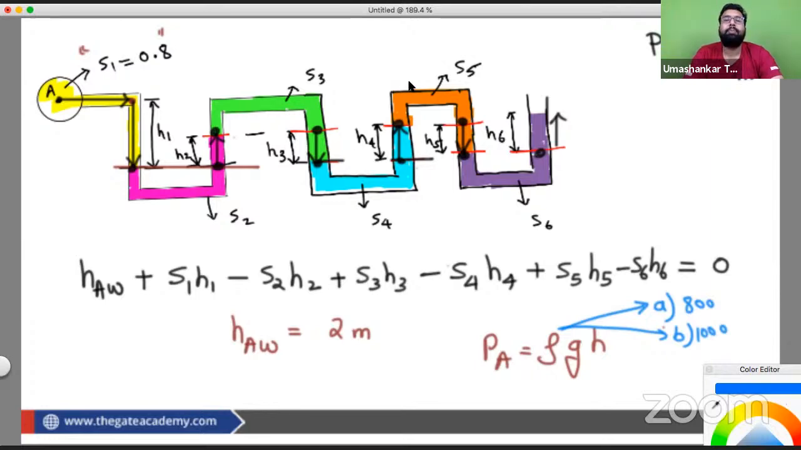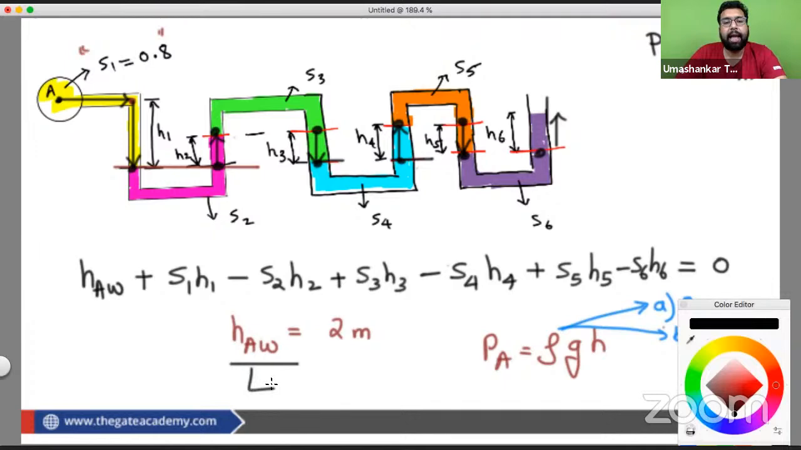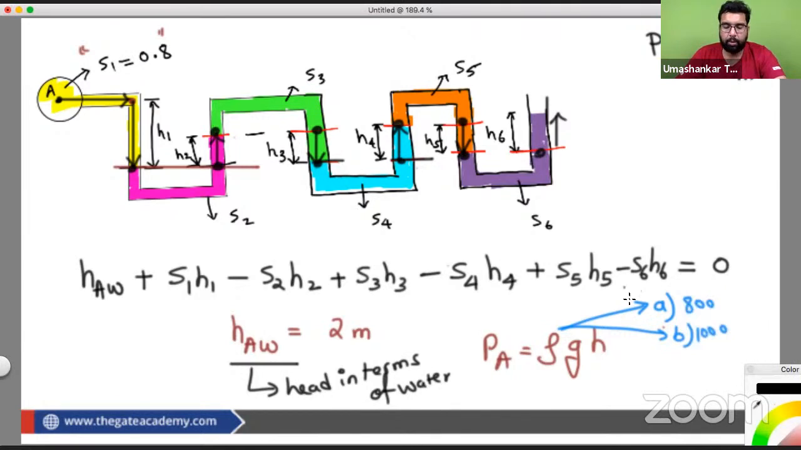So remember, guys, sometimes we get this confusion. This we shall be using 800. So remember, we have converted it into water. Remember this, it is head in terms of water. So obviously, to convert it back into the pressure, that is Newton per meter square, we shall not be using 800, we shall always be using 1000.